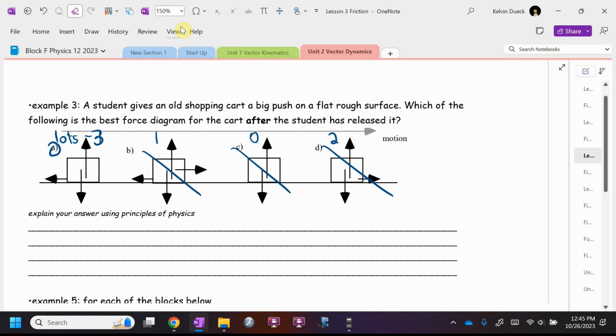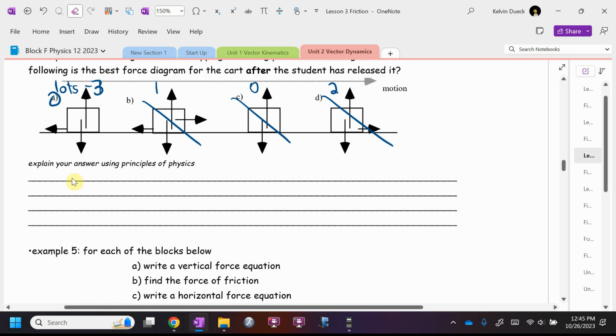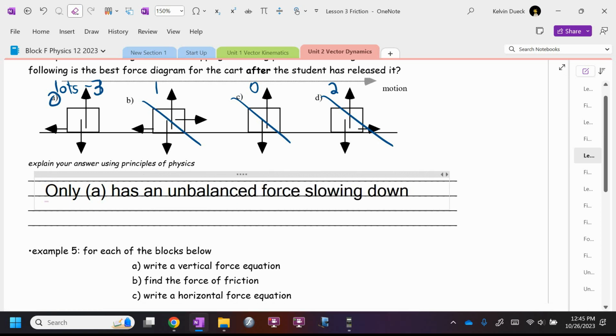Okay. So if Adam had known, he could have written just as his answer Newton's first, and I would have lived with that. Since he didn't know that, we'll have to write only A has an unbalanced force slowing down. But you could have written. Now, the risk with that is if you memorize them wrong, if you wrote, I think that's Newton's second. I don't think it is.